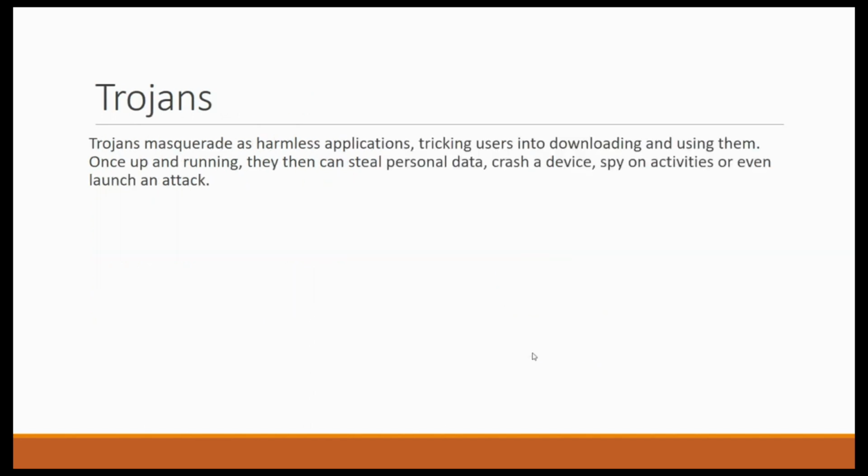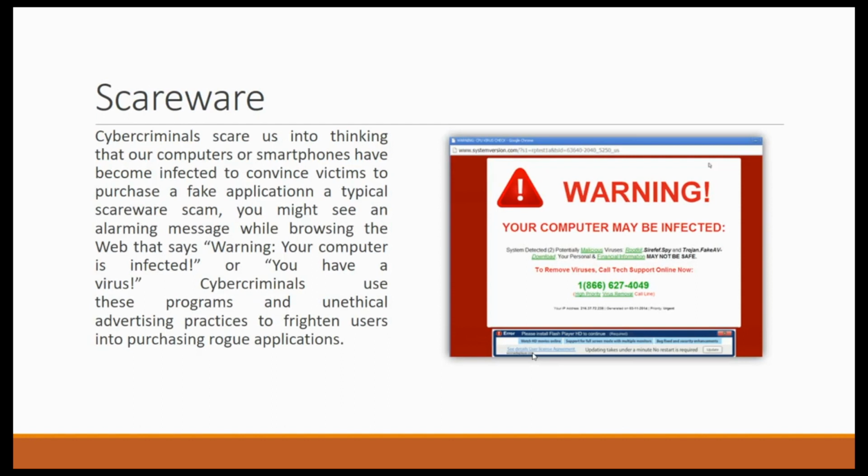Next we have Trojan. Trojans are harmful applications tricking users into downloading and using them. Once up and running, they can steal personal data, crash a device, spy on activities, or even launch an attack. Next, we have scareware. Cybercriminals scare us into thinking that a computer or smartphone has become infected to convince victims to purchase a fake application, a typical scareware scam. You might see an alarming message while browsing the web that says, "Warning, your computer is infected," or "You have a virus." Cybercriminals use these programs and unethical advertising practices to frighten users into purchasing rogue applications. You can see this kind of pop-up.